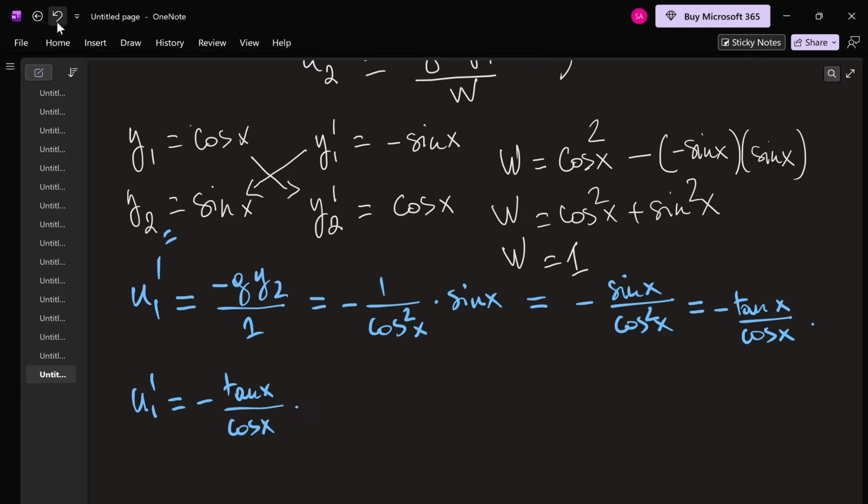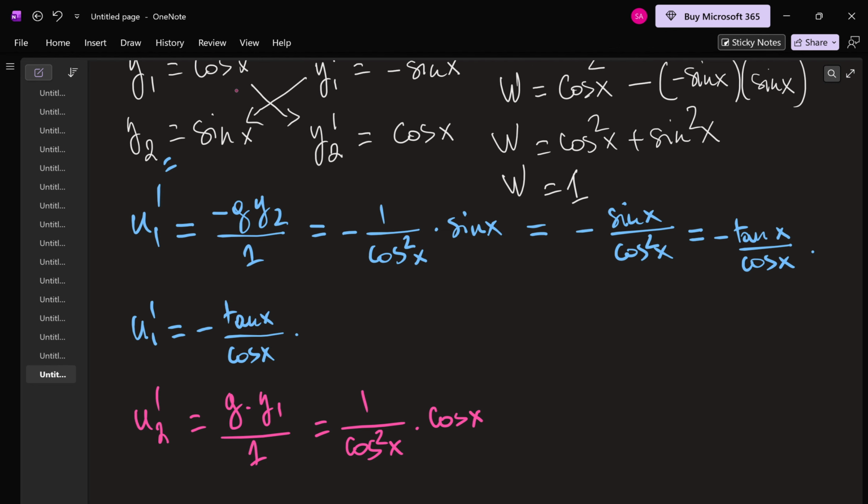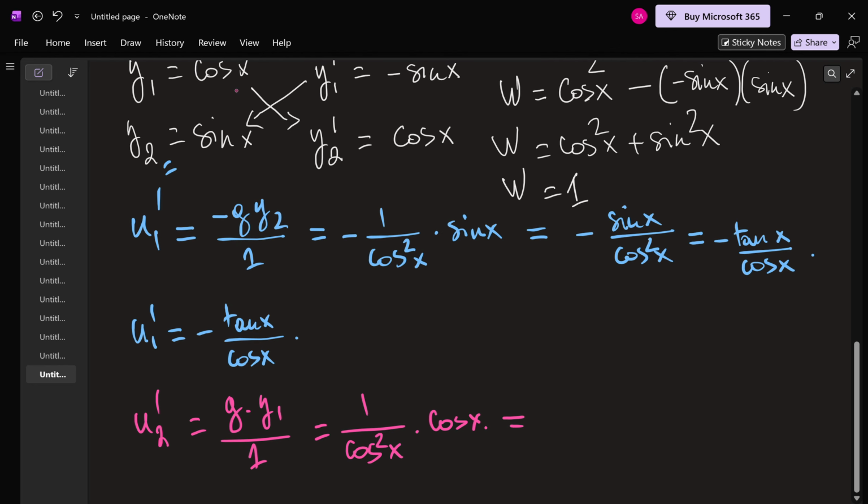Now u2 prime. u2 prime is equal to g times y1 over 1, so it is 1 over cos squared x times y1, which is cos x. So actually we get u2 prime is equal to 1 over cos x. Okay. Now we should take the integrals to find u1 and u2.